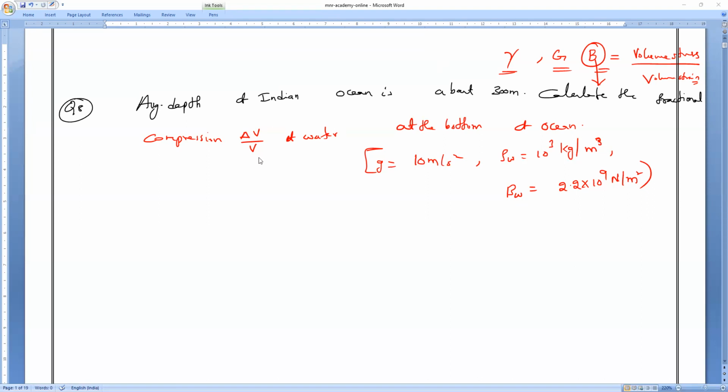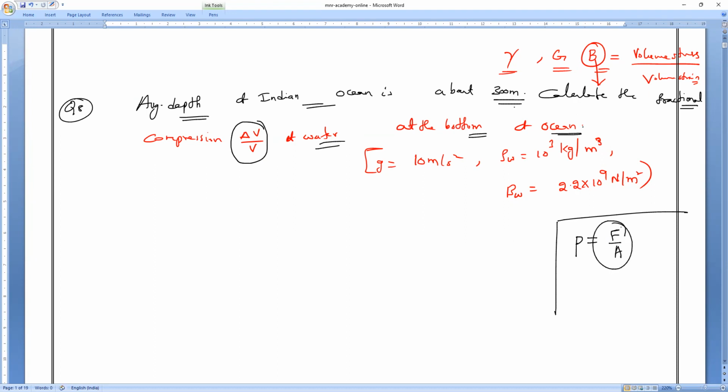Anyhow, you people will never speak. So the average depth of the Indian Ocean is about 300 meters. Calculate the fractional compression, delta V by V of water at the bottom of the ocean, at 300 meters. So pressure is equal to force by area. Volume stress you have written, force by area is equal to pressure. Written or not? Be involved, otherwise I will stop the class. No problem.